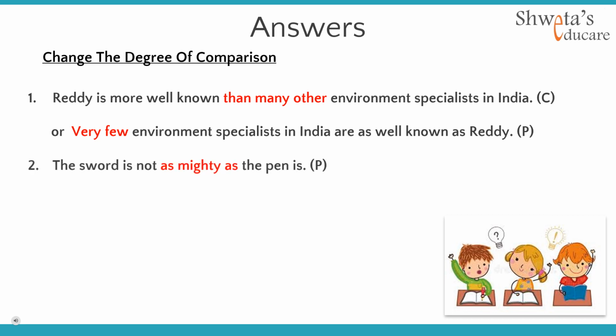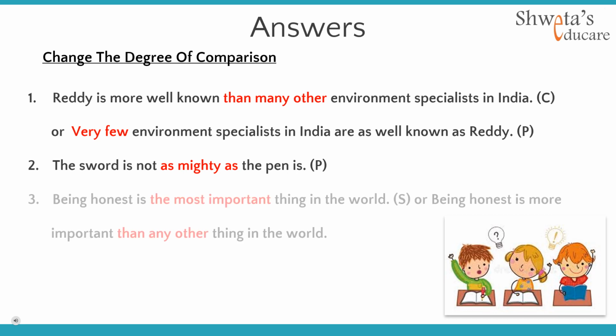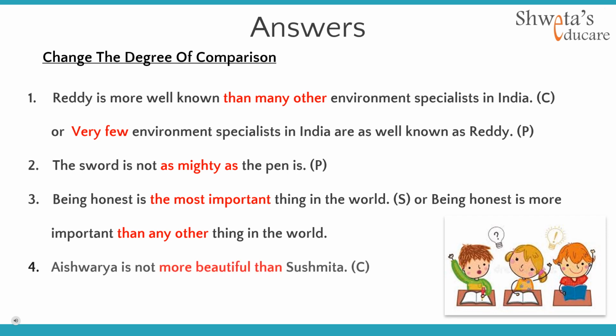The second is based on type 1 degree of comparison. The two things compared are sword and pen, and the positive will change to negative. So the answer is the sword is not as mighty as the pen is. The third, being honest is the most important thing in the world. Superlative. You can also change to comparative. The answer is being honest is more important than any other thing in the world.